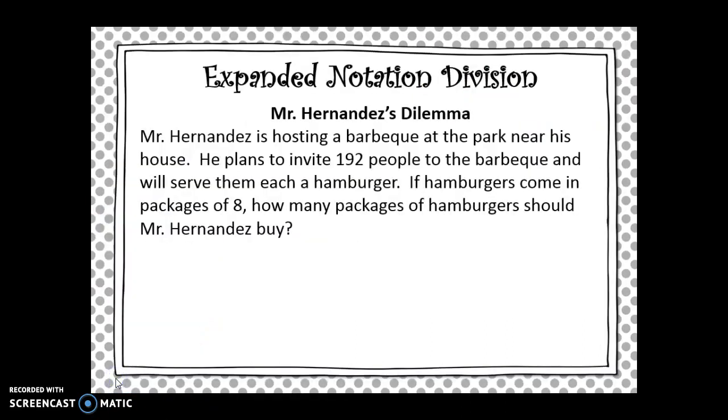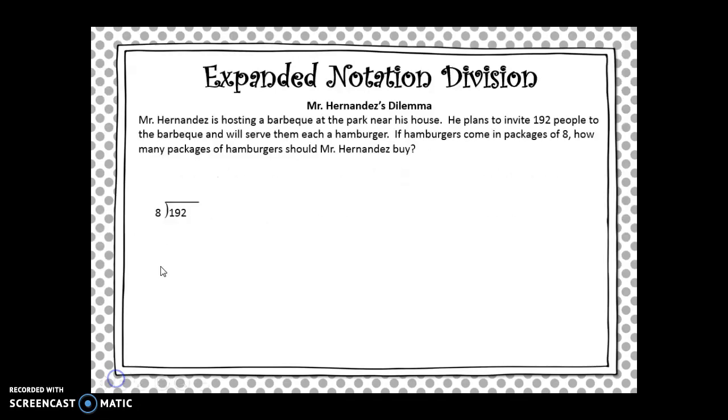Mr. Hernandez is hosting a barbecue at the park near his house. He plans to invite 192 people to the barbecue and will serve them each a hamburger. If hamburgers come in packages of 8, how many packages of hamburgers should Mr. Hernandez buy? My equation for this problem is 192 divided by 8. I have 192 people that I need to buy hamburgers for, and the hamburgers come in packages of 8.